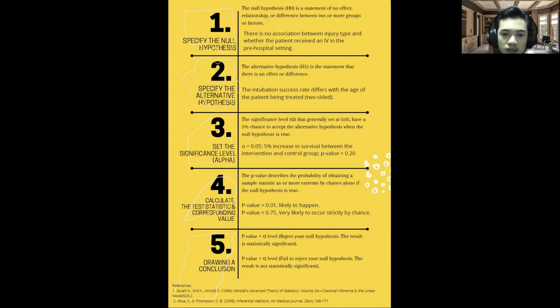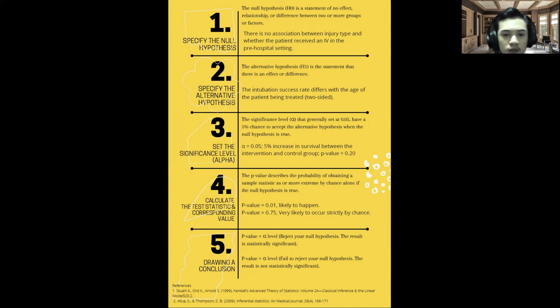And the fourth step is to calculate the test statistic and corresponding value. The value is known as the p-value. The p-value describes the probability of obtaining a sample statistic as or more extreme by chance alone if the null hypothesis is true. For example, a p-value equal to 0.01 is unlikely to happen by chance, and a p-value equal to 0.05 is very likely to occur strictly by chance.